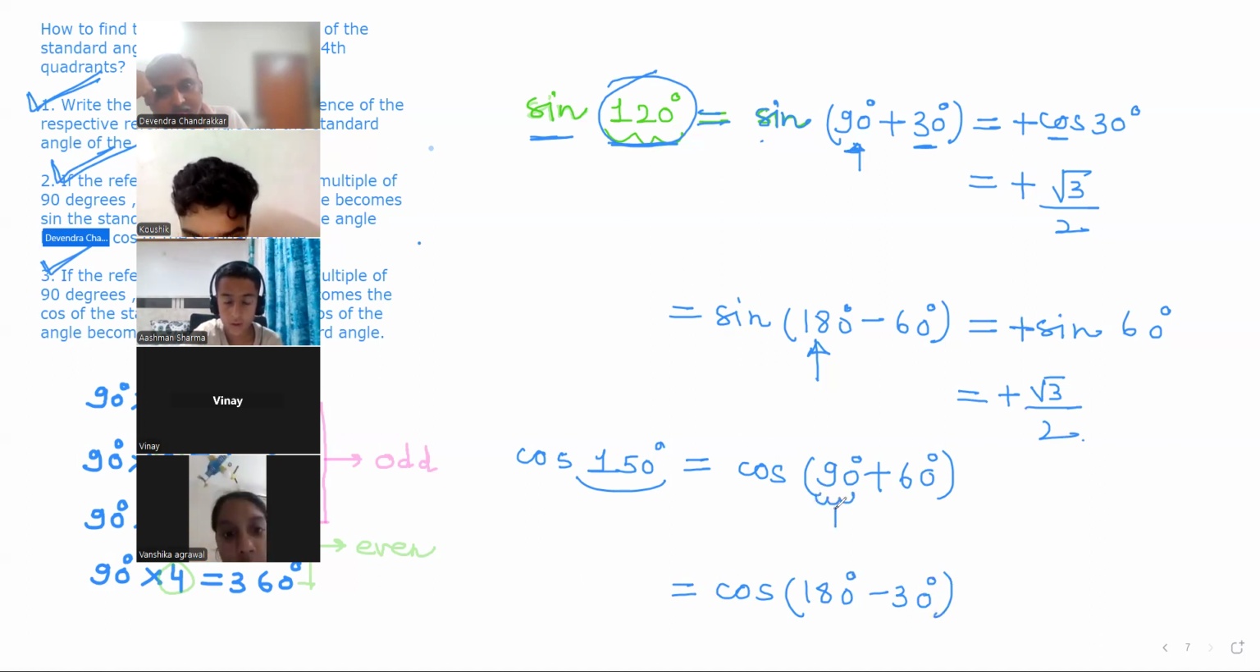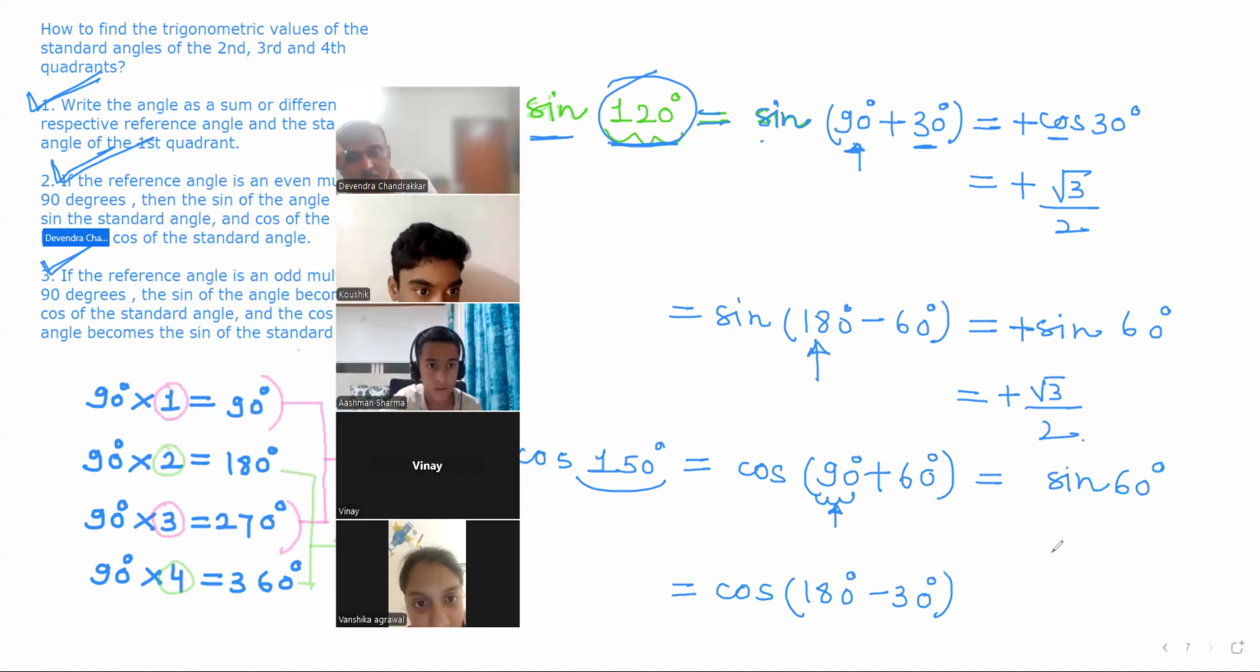This reference angle is an even or odd multiple of 90? That's an odd multiple. So cos becomes what? Sine. Right. Cos of the angle becomes sine of the standard angle. Follow the second rule. And if this is an even multiple of 90, cos remains cos of the standard angle. Understood? Kaushik, understood. Rest of you, followed or not?